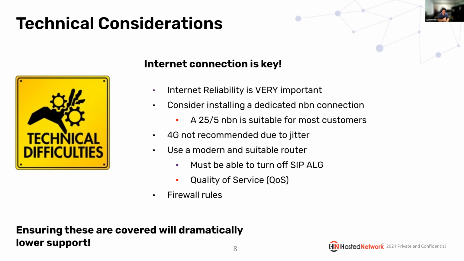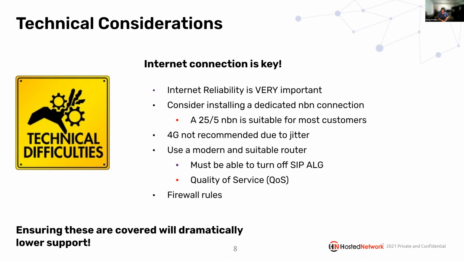So the very big first one is purely the reliability of the internet. If you've got a very fast connection, but the latency is through the roof, the VoIP is going to suffer quite a lot because VoIP is very sensitive to latency. So if you're in a situation where you have a fast connection but latency is pretty bad, you might want to consider putting in a separate NBN connection like a 25x5, which is more than enough for the majority of customers as just a dedicated voice line.